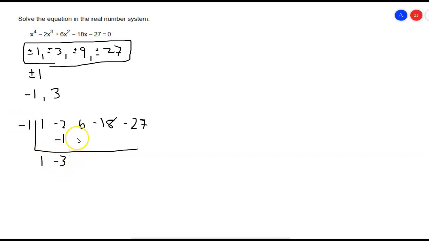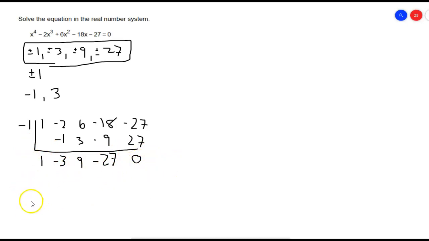Negative 3 times negative 1 is 3. Add the 6 and the 3, and we get 9. 9 times negative 1 is negative 9. Add those together, I get negative 27. And negative 27 times negative 1 is positive 27. Add those together, and we get 0. You should always get a 0 at the end. If you didn't, you did something wrong, because it should have a remainder of 0, and we do.